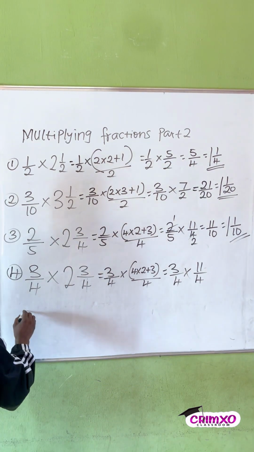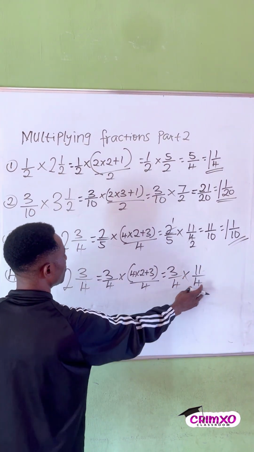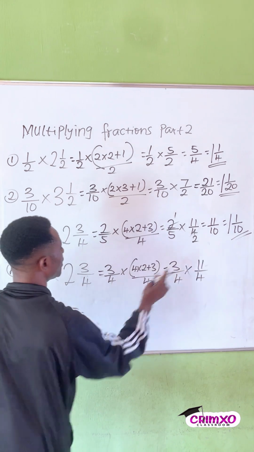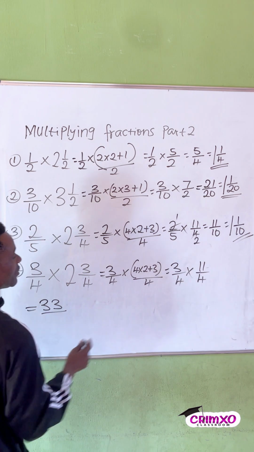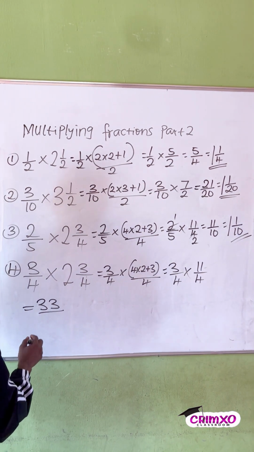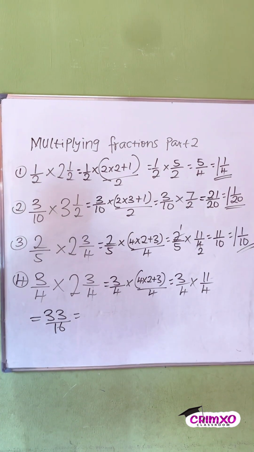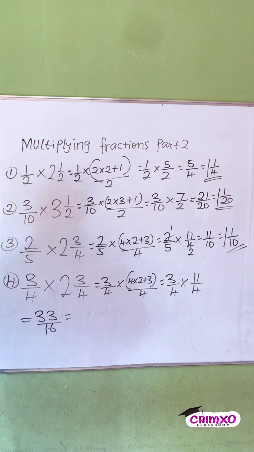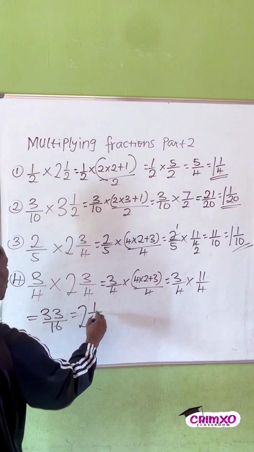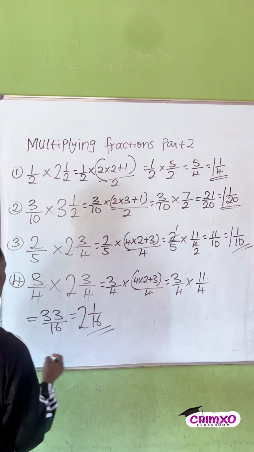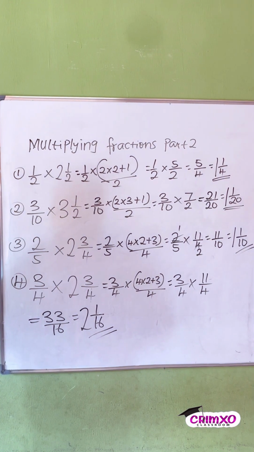So here, we continue looking at our last answer. Nothing can go between the numerators and the denominators. We multiply out. 3 times 11 is 33 all over 4 times 4 is 16. So when 16 divides into 33, we will have 2, remember, 1 all over 16. So this is the answer to number 4.